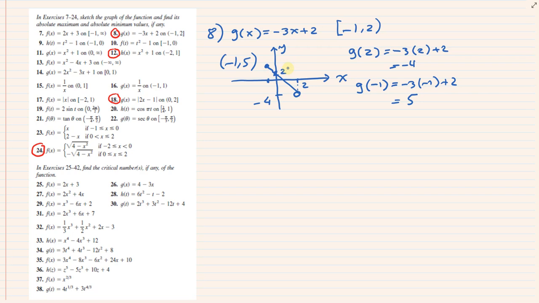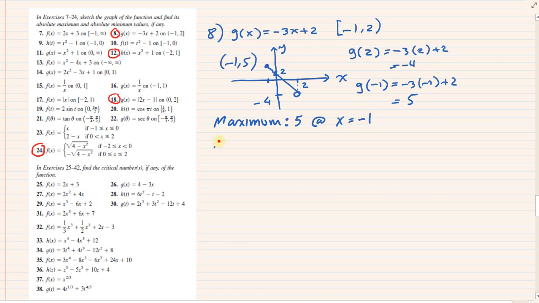Again, the question is asking for maximum or minimum, right? And these are absolute. They call them absolute because we are on a prescribed domain. Suppose that's all that function is good for in that domain. So what do you think? Maximum? There's going to be a maximum. The maximum is 5, and it is attained at x equals -1.